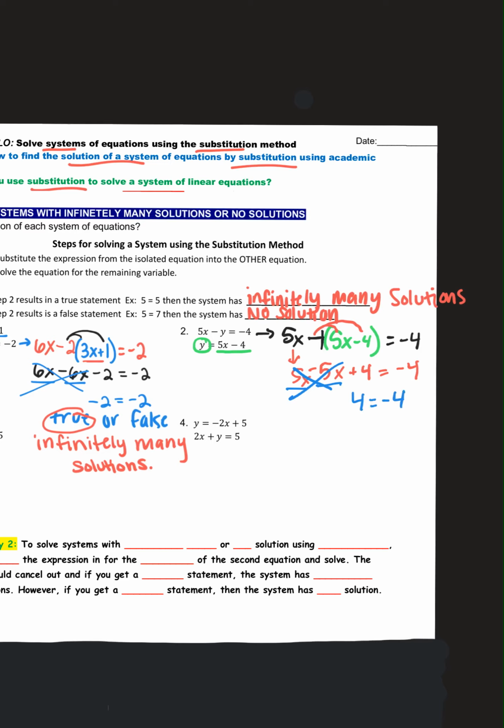Well, let me ask you this question. True or false? Is having $4 in your pocket the same as owing someone $4? Well, I hope that you're yelling at the screen, because it is not. This is not true. Having $4 in your pocket is not the same as owing someone $4. It's not the same, so this is false. And if it's a false statement, then it has no solution.